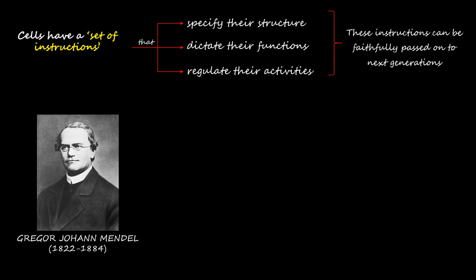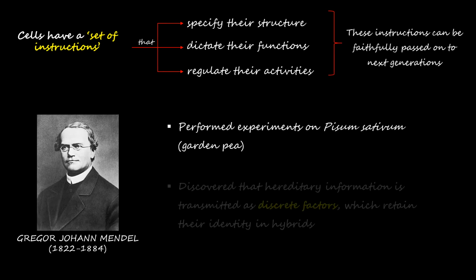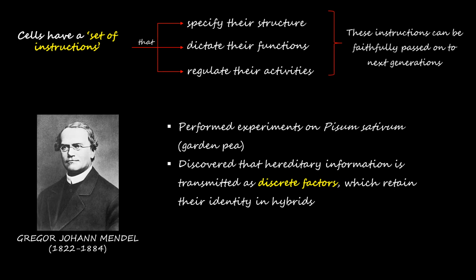We are not unaware about the works of Gregor Mendel. He was the father of genetics, and he performed experiments on Pisum sativum, that is garden pea. He discovered that hereditary information is transmitted as discrete factors, which retain their identity in hybrids. These distinct units were later termed as genes.